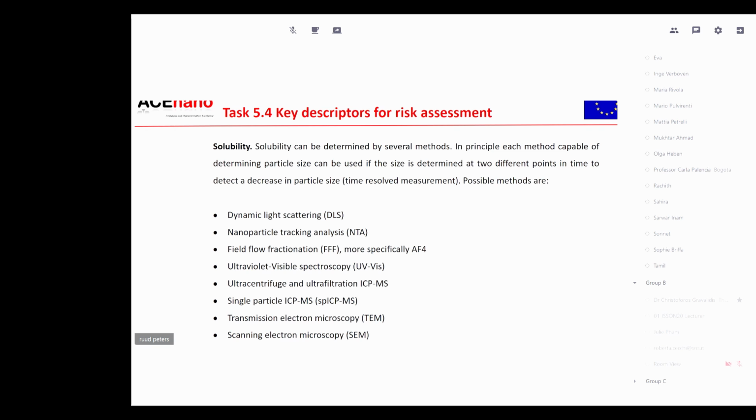An interesting one here is single particle ICP-MS, since this is the only technique that can simultaneously determine particulate material and solubilized ionic material. And there has been a lot of research in the ACEnano project to determine solubility using single particle ICP-MS. So that's an interesting one here also. Again, of course, our transmission electron microscopy and scanning electron microscopy, which can be used to determine particle size, and from that whether or not a particle has a certain solubility or not.